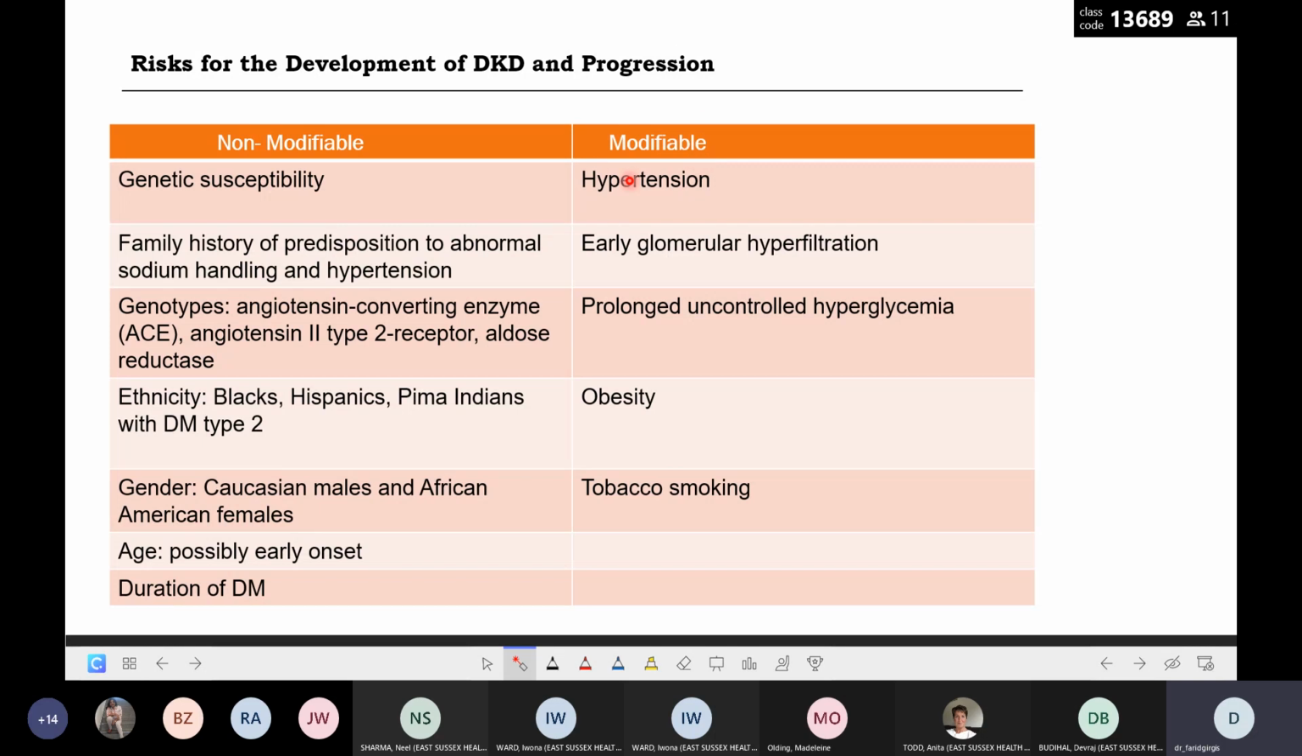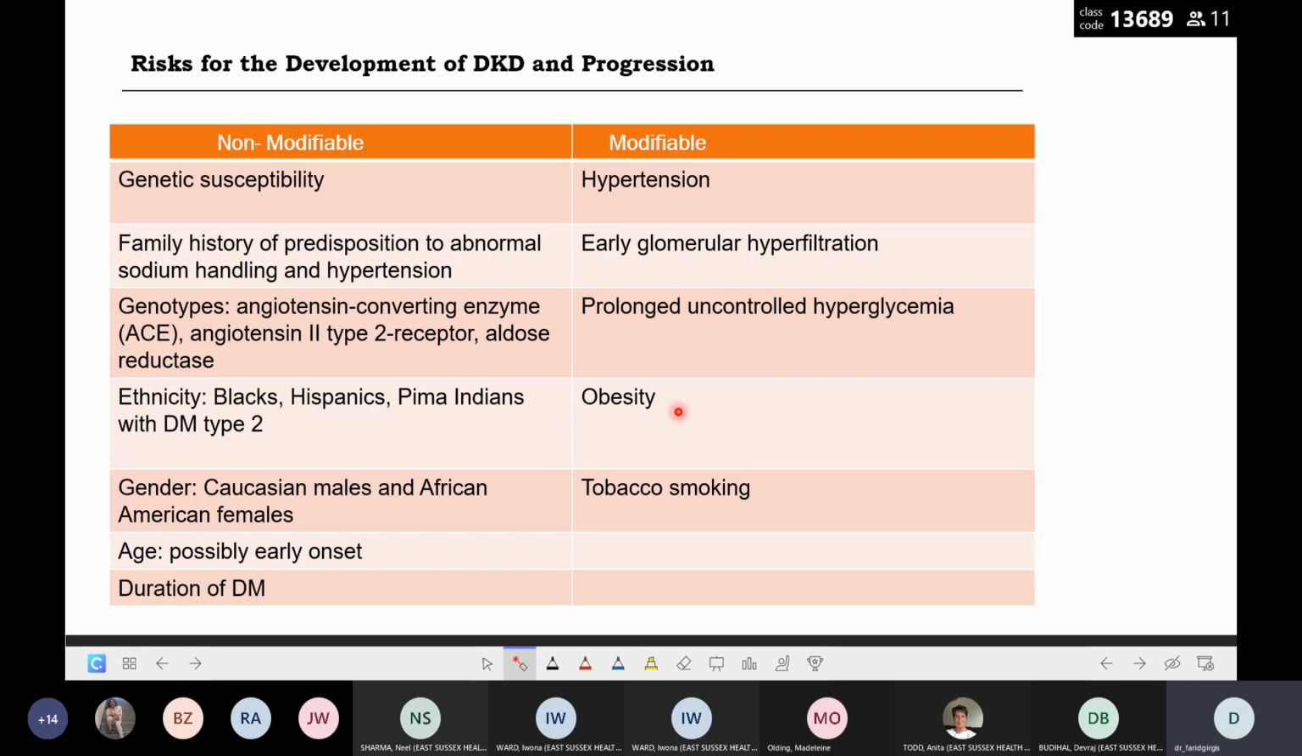We have some other modifiable factors, which are the things we focus on, like hypertension. This is something which we can modify. We can try to control it properly. Early glomerular hyperfiltration, and you may ask, how can we control and modify early glomerular hyperfiltration? It is by diabetes control, because the hyperfiltration comes from uncontrolled diabetes and the high blood sugar. So if you can control the blood sugar and maintain it, this is modifiable. And hence comes the third point, prolonged and uncontrolled hyperglycemia, which you can control.